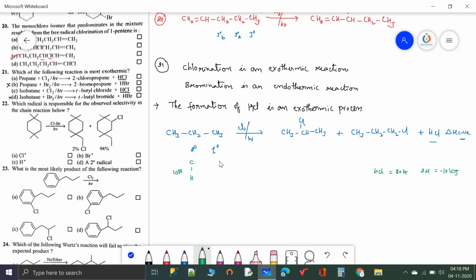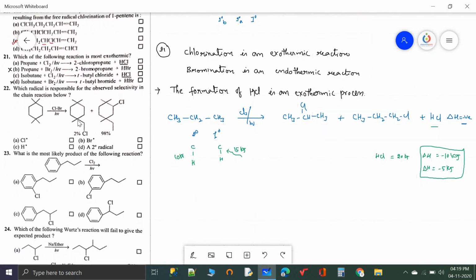The primary carbon-hydrogen bond is more stable compared to the secondary carbon-hydrogen bond, so it may need still more energy, say 15 kilojoules, just imagine. In such cases, how much energy can we expect? Only 5 kilojoules will be released as the net amount. So the net energy released in a process depends on the energy absorbed and released together, the total enthalpy of the reaction. Now let us take option C also. In option C, they have taken isobutane.